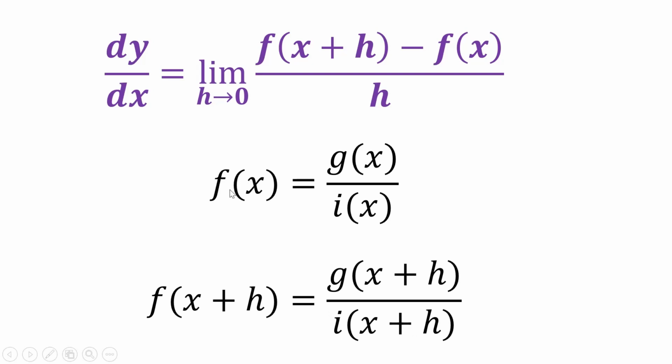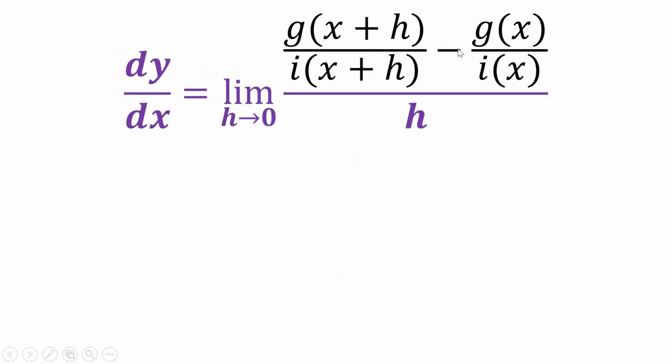As we have our f of x and f of x plus h, the next thing we have to do is substitution. We put in the values here. When we do that, we arrive at this point. So this is our f of x plus h, and this side is our f of x. What we have to do next is to simplify.